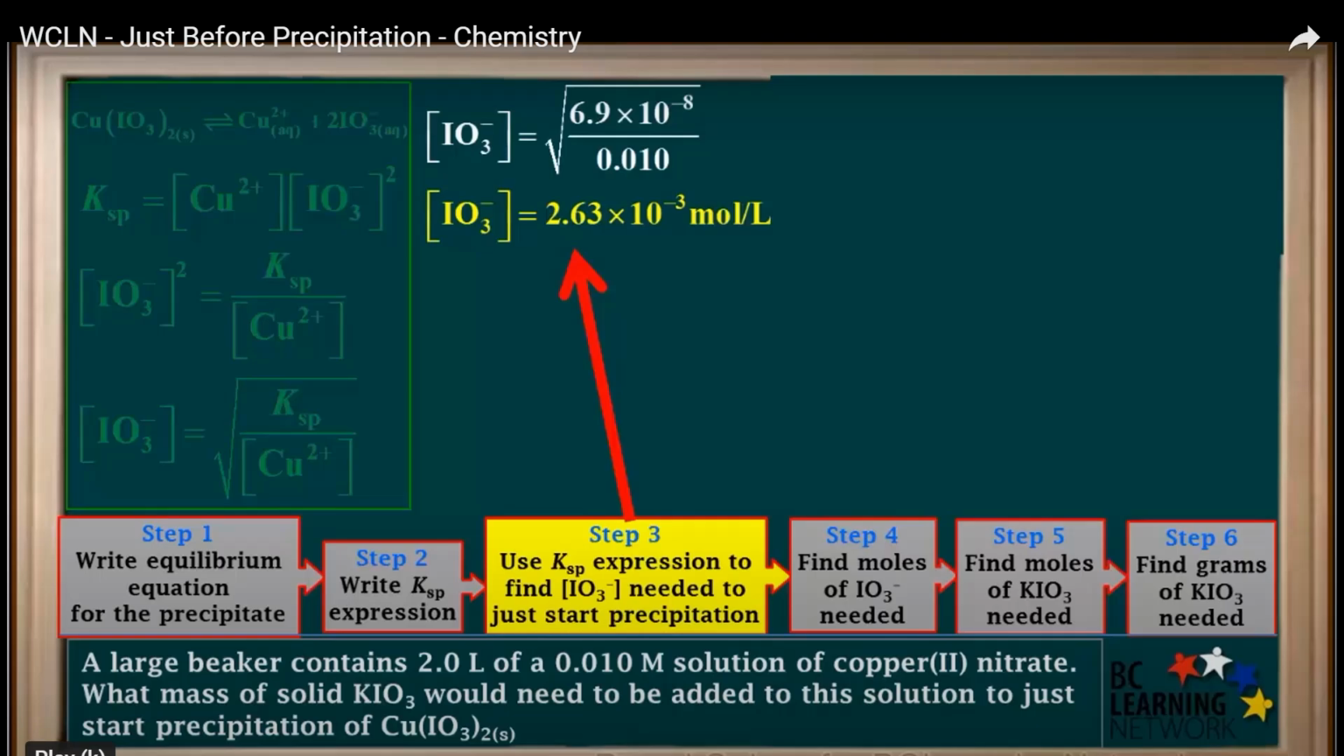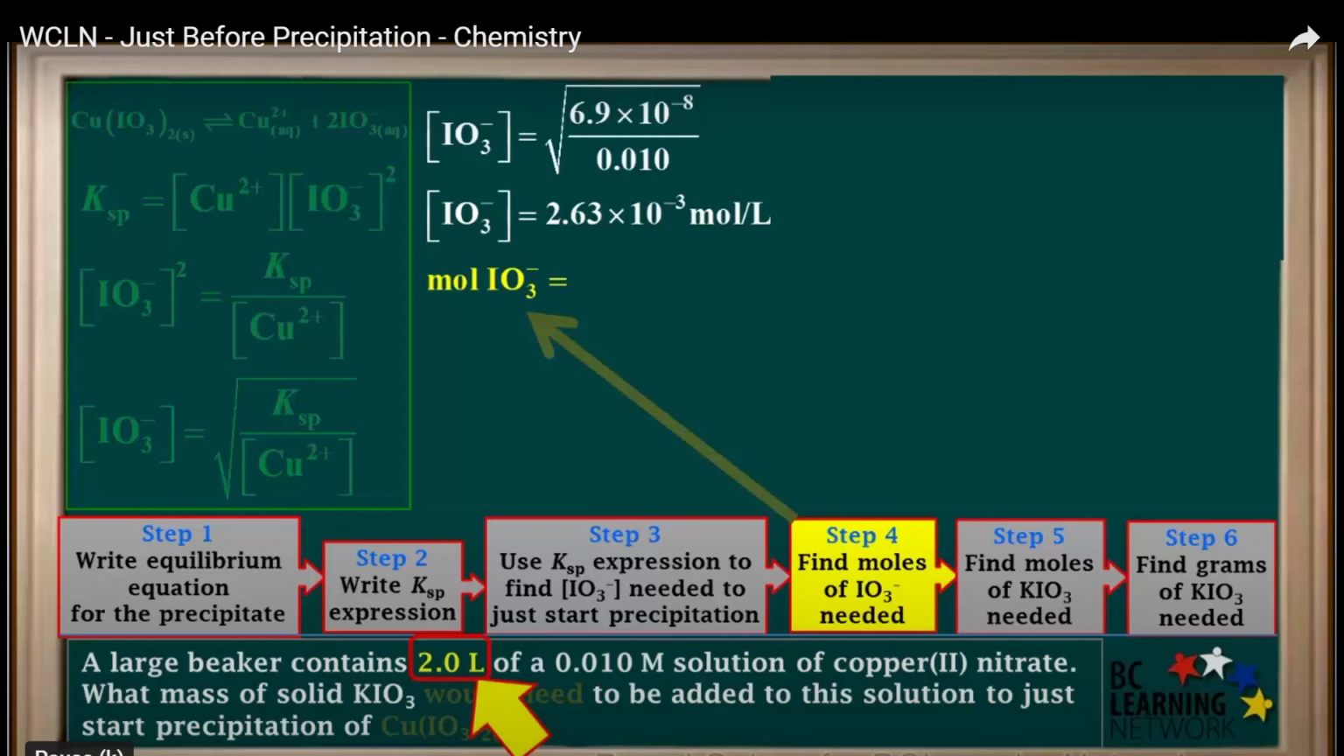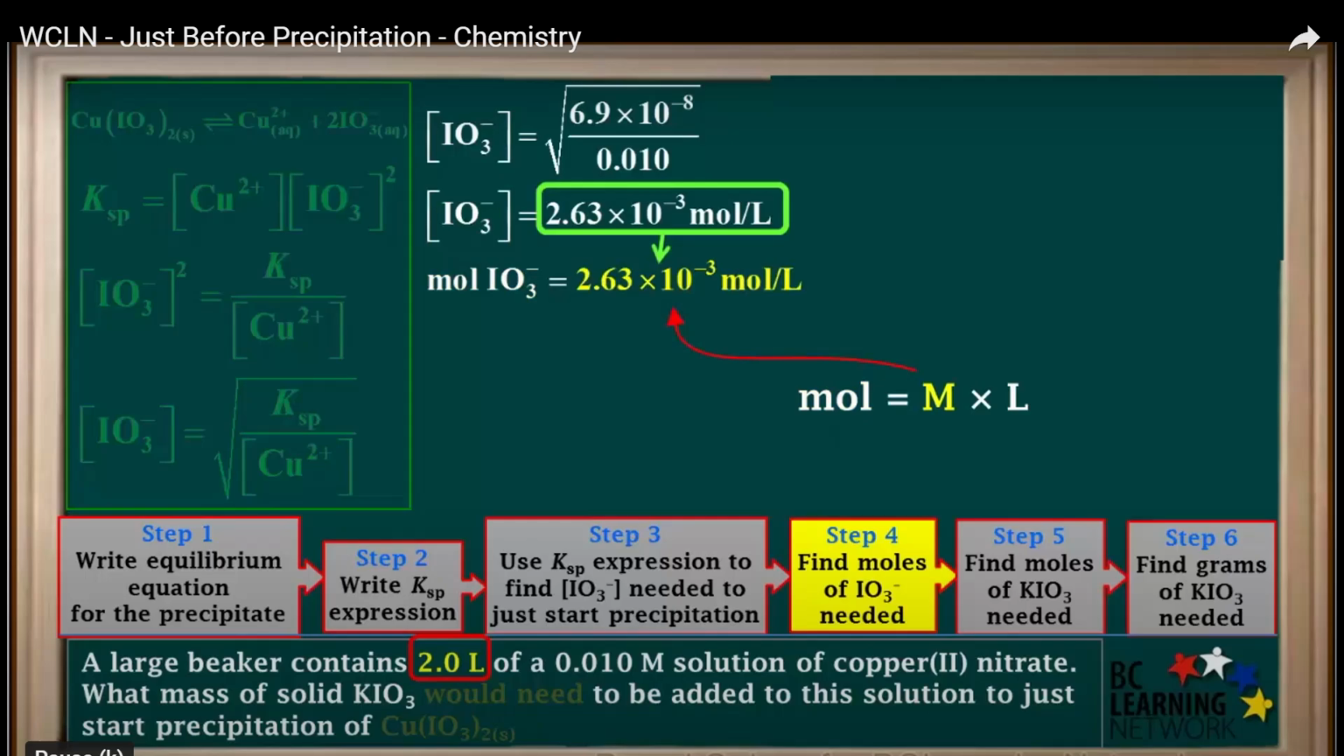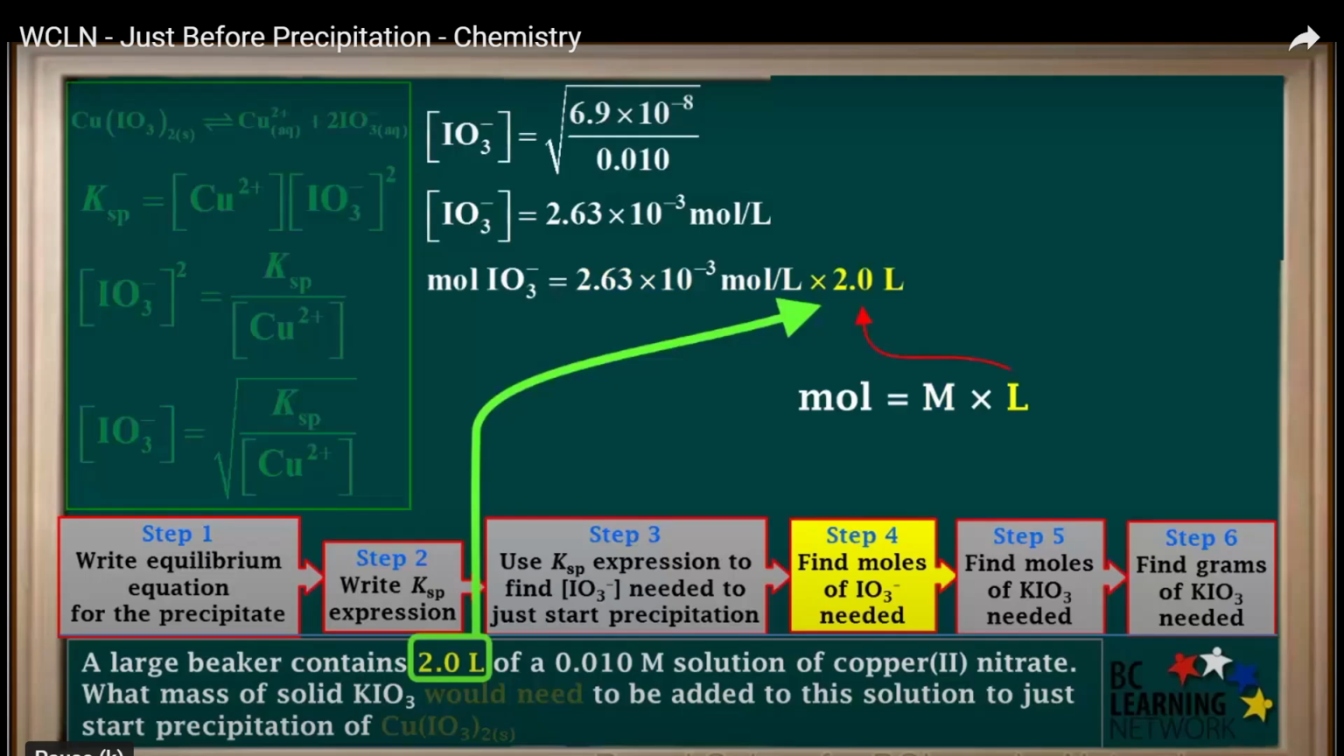I'm going to let Mr. Colger go ahead and walk you through it if you're stuck. But I think most of you are doing really well. In step 4, we want to calculate the moles of IO3- in the solution in the beaker. We see at the bottom that we have 2 liters of solution. Because moles is equal to molarity times liters, moles of IO3- is equal to 2.63 times 10 to the negative 3 moles per liter times 2 liters.